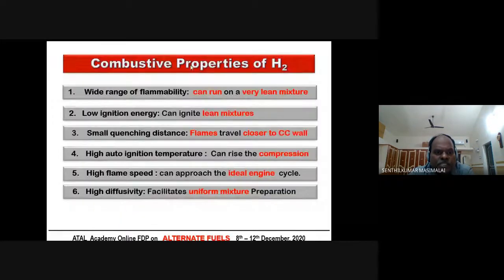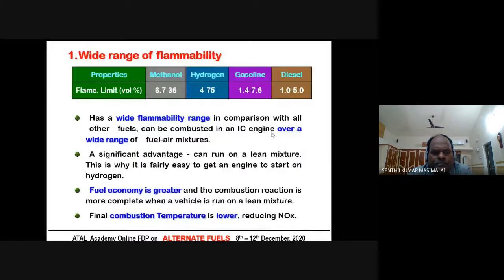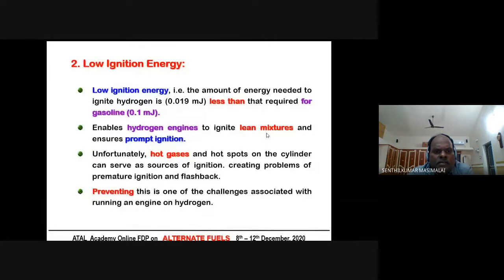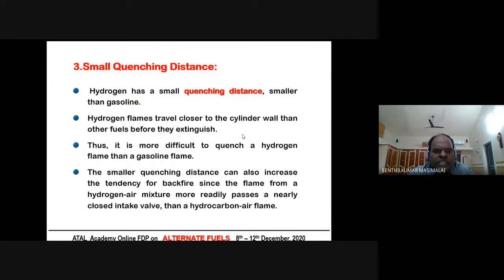The third property is small quenching distance. Actually, small quenching distance means the hydrogen flame can quickly reach the combustion chamber wall. Generally in our spark ignition engine, you will have flame propagation. During the combustion, the flame will be propagating. It will be consuming the unburnt mixture, and it will be propagating in all directions until it reaches the end of the combustion chamber.